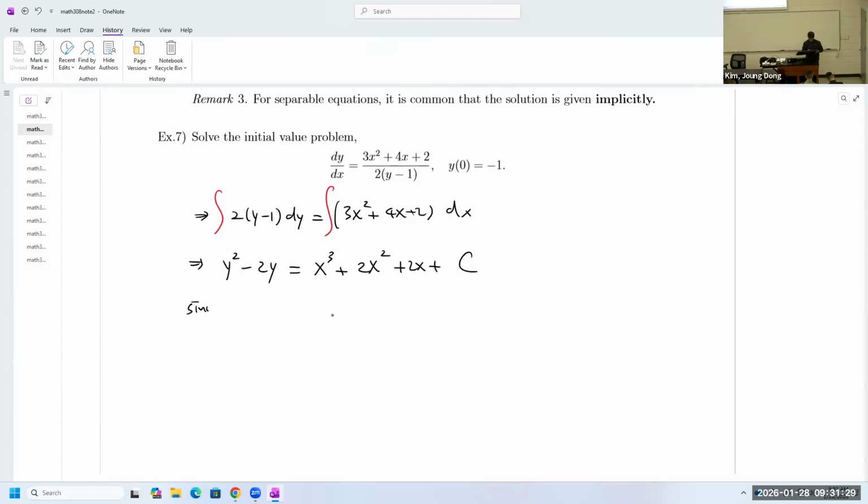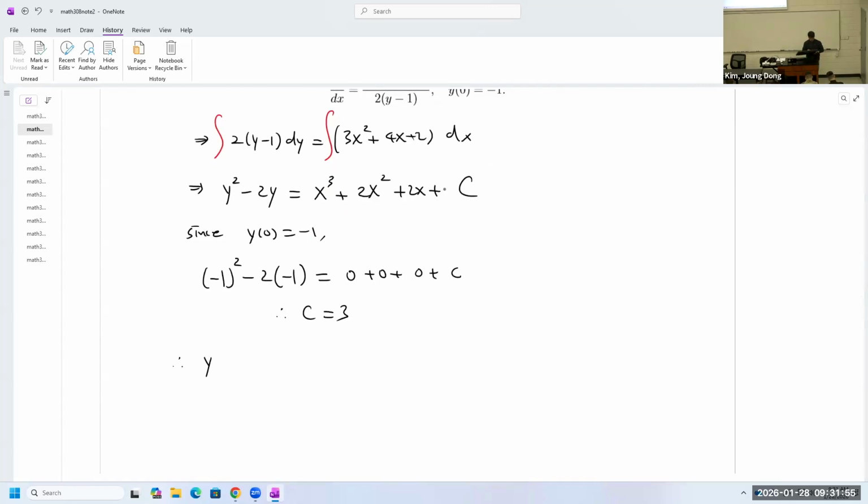Since we have y of 0 equal to -1, plug in x equals 0 and y equals -1, okay? Since it is implicit, you have to plug in properly: 0, 0, 0, and c. Therefore, your c is 1 plus 2, which is 3. So your solution of y squared minus 2y in implicit form is x cubed plus 2x squared plus 2x plus 3.